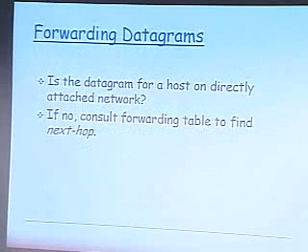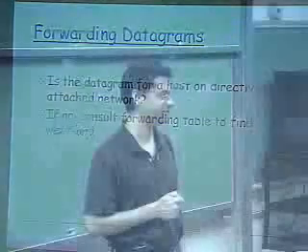So the first very simple forwarding decision is: is this datagram for a host on your local network? If it is on the local network, then you don't need to go to this table, make this decision and forward it to the next hop router. If it's not on the local network, then you consult the forwarding table.